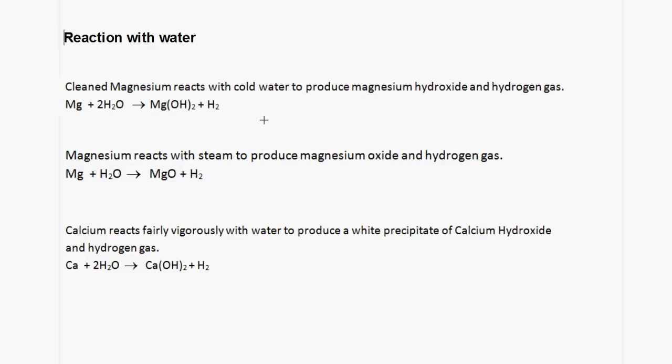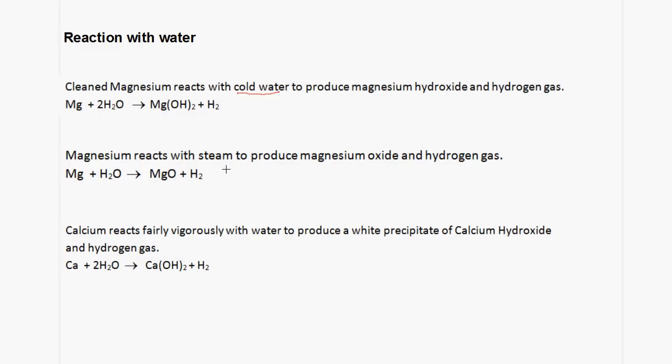Let us look at the reaction with water. So the example we'll use is magnesium. So clean magnesium reacts with cold water to produce magnesium hydroxide and hydrogen gas. So Mg plus 2H2O produces Mg(OH)2 plus H2.